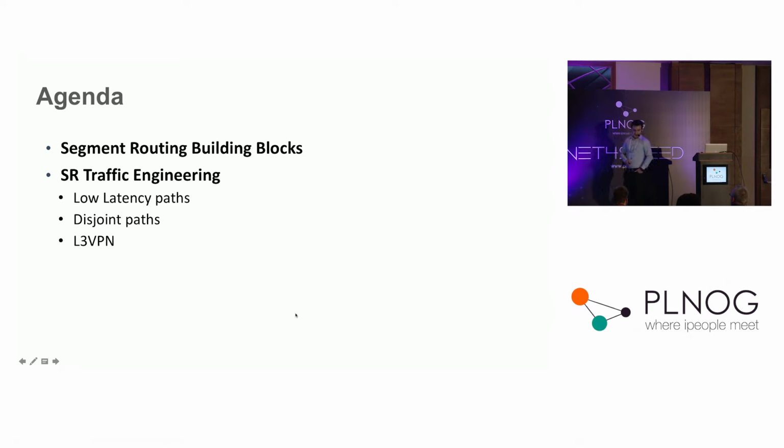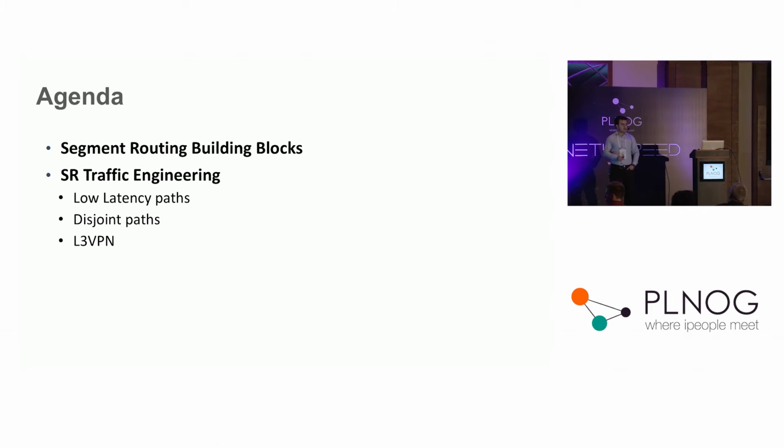So this is the agenda. Briefly, as I said in the beginning, for those who don't know about segment routing or haven't heard of it before, we will see the building blocks of segment routing. After that, we will cover segment routing with traffic engineering. Specifically, we will look a little bit at disjoint paths and L3 VPN, which are the use cases used mostly by service providers today.